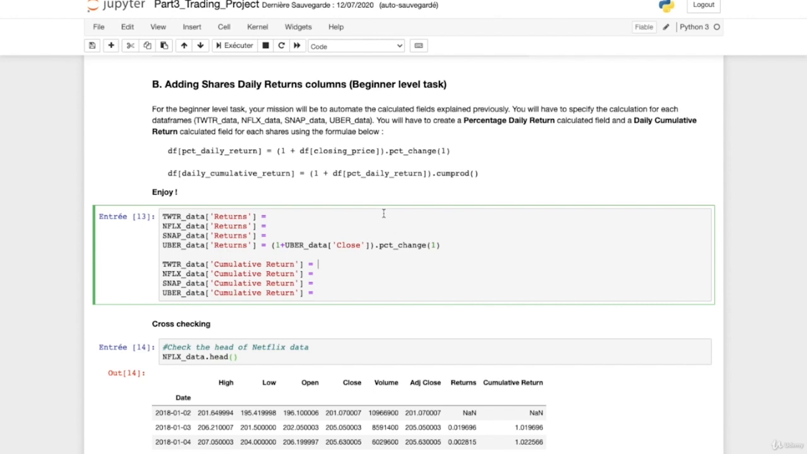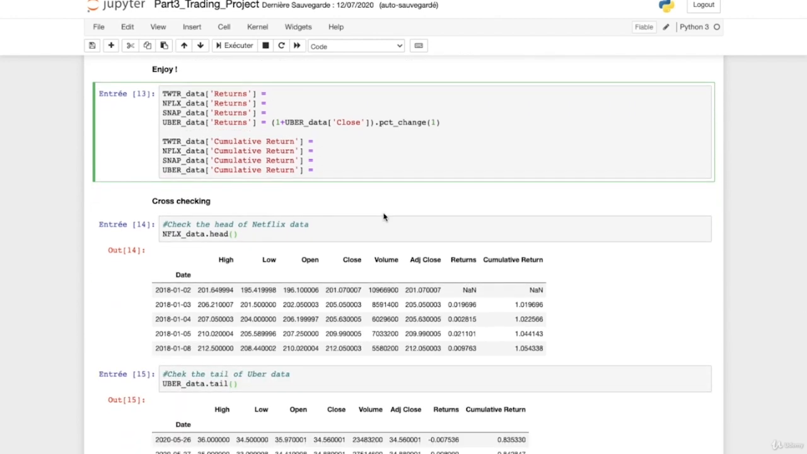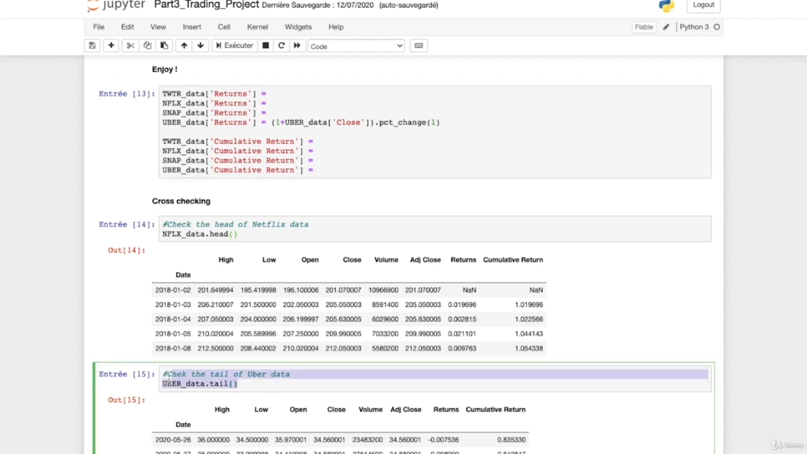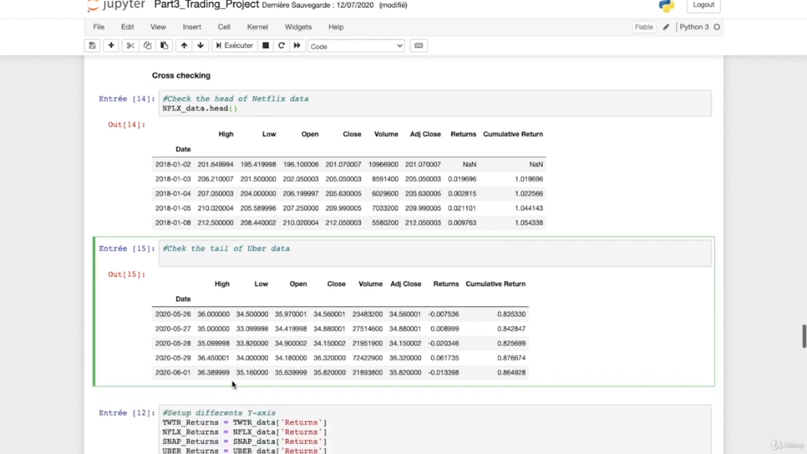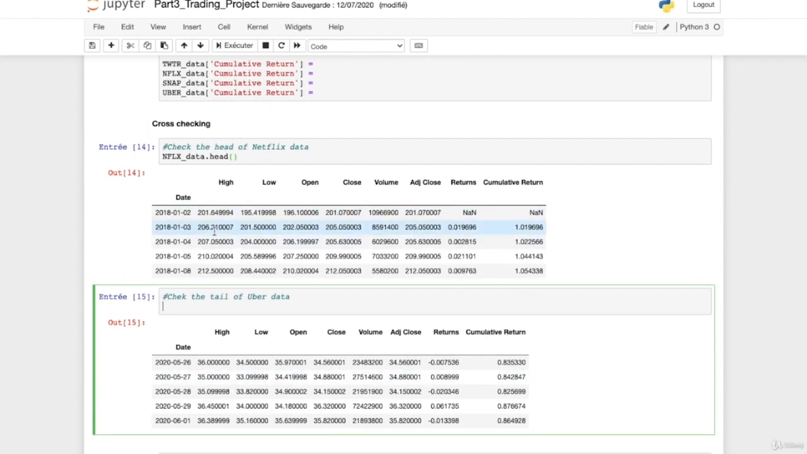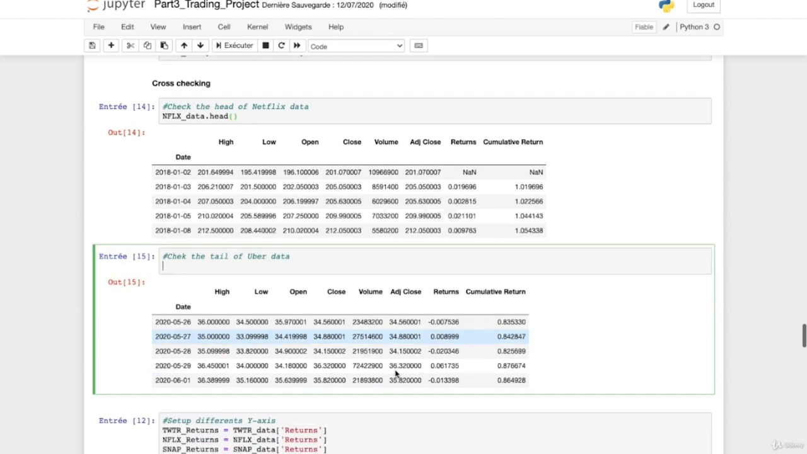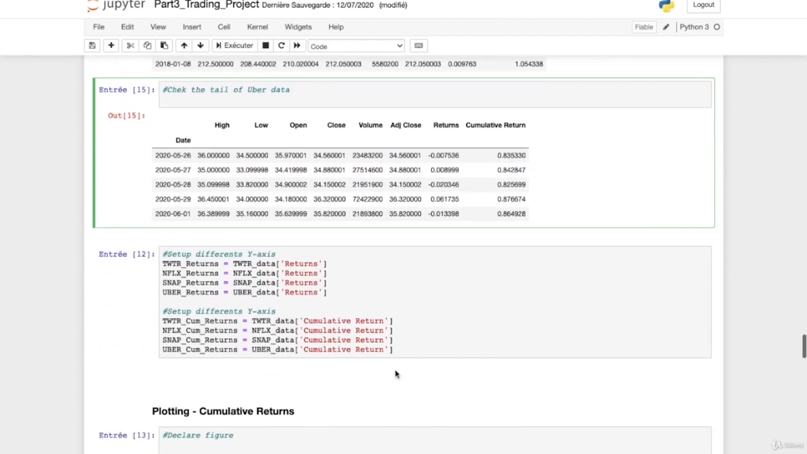And once you have accomplished this task, you will have to do 2 cross-checks in order to check that everything went well in the process. First of all, checking the head of Netflix data, and in a second time checking the tail of Uber data. You must find the same results that we are finding here. If you get the same result, you can go to the next task, which will consist of plotting the cumulative return.